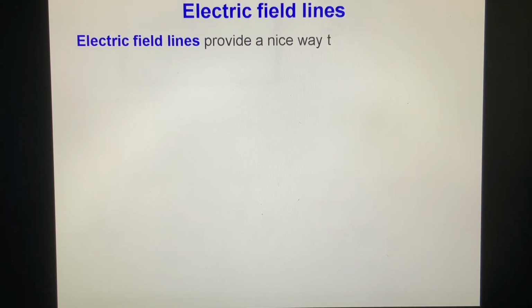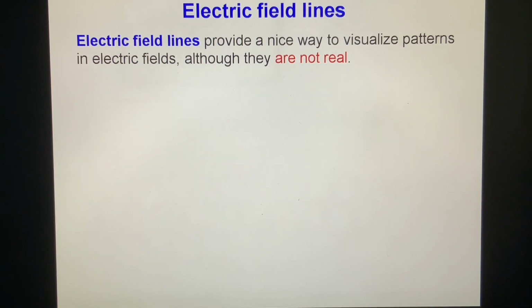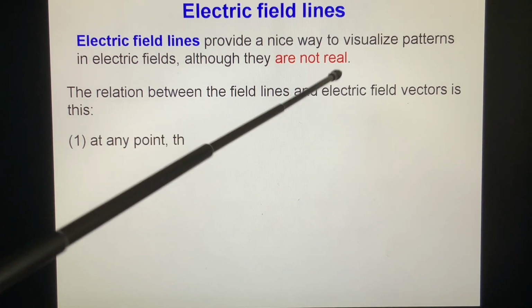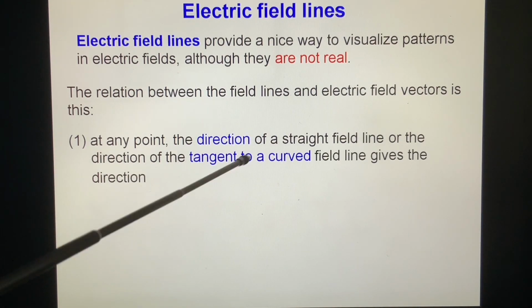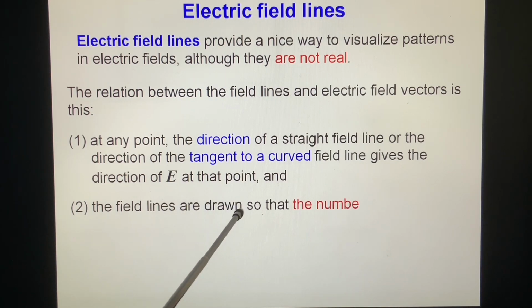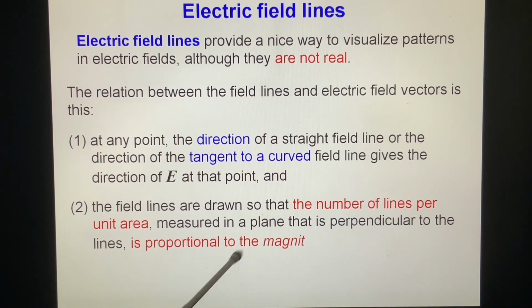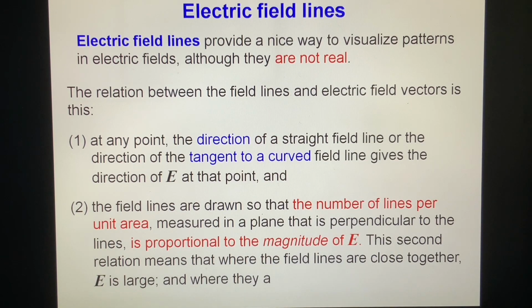Electric field lines provide a nice way to visualize patterns in the electric field, although they are not real. The relation between the field lines and electric field vectors: because the electric field is a vector, you need to represent the direction and magnitude. One, at any point, the direction of the straight field line or the direction of the tangent to a curved field line gives the direction of E at that point. And two, the field lines are drawn so that the number of lines per unit area, measured in a plane perpendicular to the lines, is proportional to the magnitude of E. This second relationship means that where the field lines are close together, E is larger, and where they are far apart, E is small.